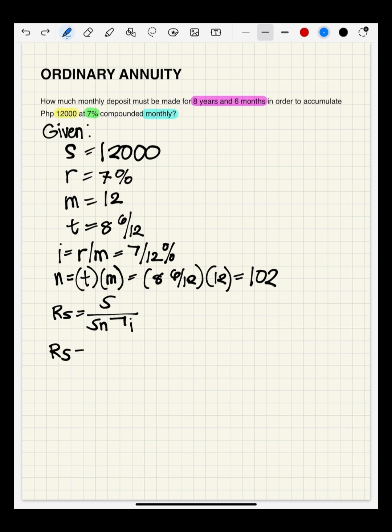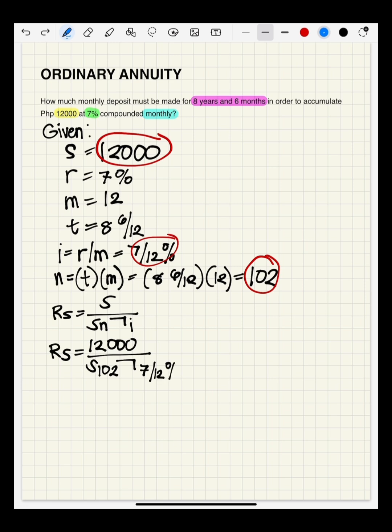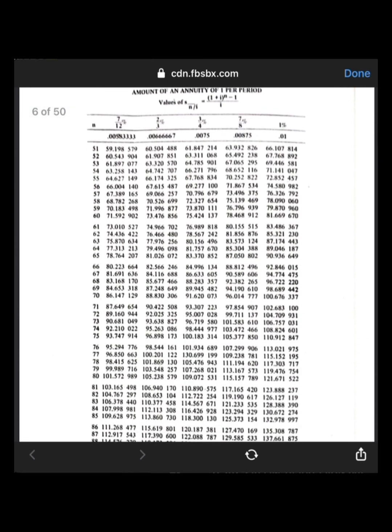You have to copy R equals the present value, which is 12,000, over s, and the n is 102. Copy the angle. The i is 7 over 12%. Copy R again, and the present value, which is 12,000. And now we're going to find 102 under 7 over 12% in a table of values, which is table 5.